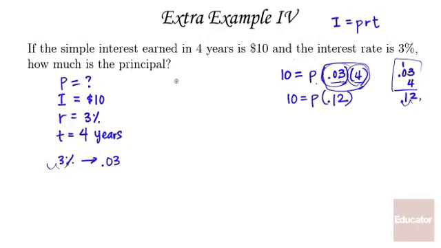Remember my example? If I have 6 equal to p times 3, I know that p is 2 because 2 times 3 is 6. I can also say that 6 divided by 3 is p, right? So I can take this number and divide it by this number. So I can take 10 and divide it by 0.12. So if I take 10 divided by 0.12, I can solve for p. I can figure out what my p is.